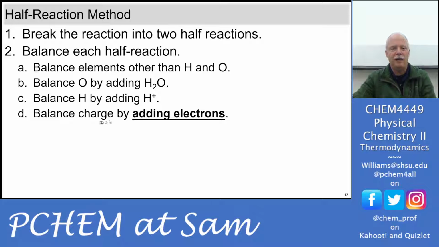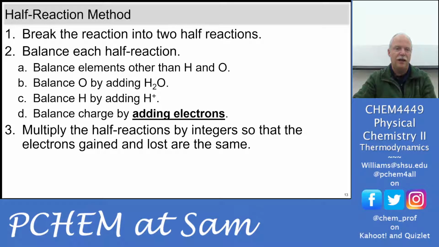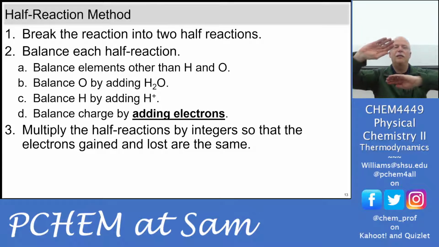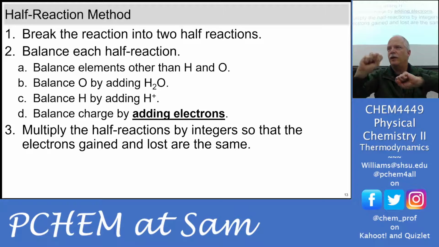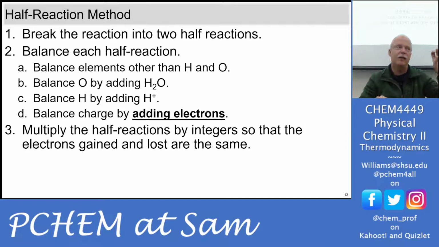Balance the charge by adding electrons. We hold that off to the end because when we're adding H pluses, we're changing the charges on the reaction. So we have to do the charge last. Then we have 2 half reactions that are balanced. And so we have to look at the electrons produced by the oxidation step and accepted by the reduction step, and we have to balance those by multiplying everything in either line by appropriate integers so that the number of electrons match.